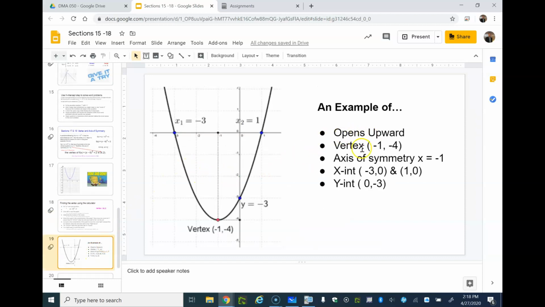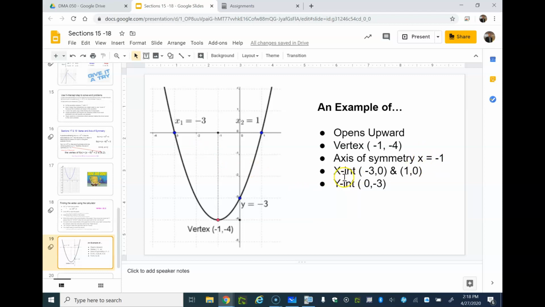So some examples of reading on what the graph should be. You see that it opens upward because there's an opening on the upward part of it. If it went the other direction, it'll be opening on the downward part of it. Vertex is down here again, -1, -4. Axis of symmetry, remember, is always what the x is as far as the vertex, and you have to put x equals -1. Put the x there.